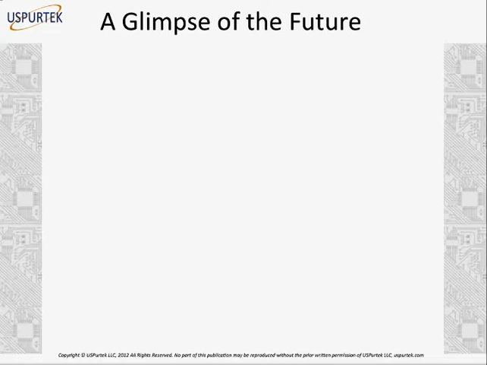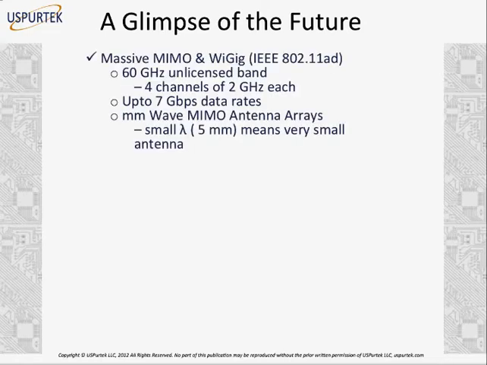So let's look at the future. Where is this technology heading? Massive MIMO. Massive MIMO means a very large number of antennas at the transmitter and the receiver. In fact, there is a standard currently which is IEEE 802.11ad. AD is for advanced. It's called WiGig. It has adopted massive MIMO.